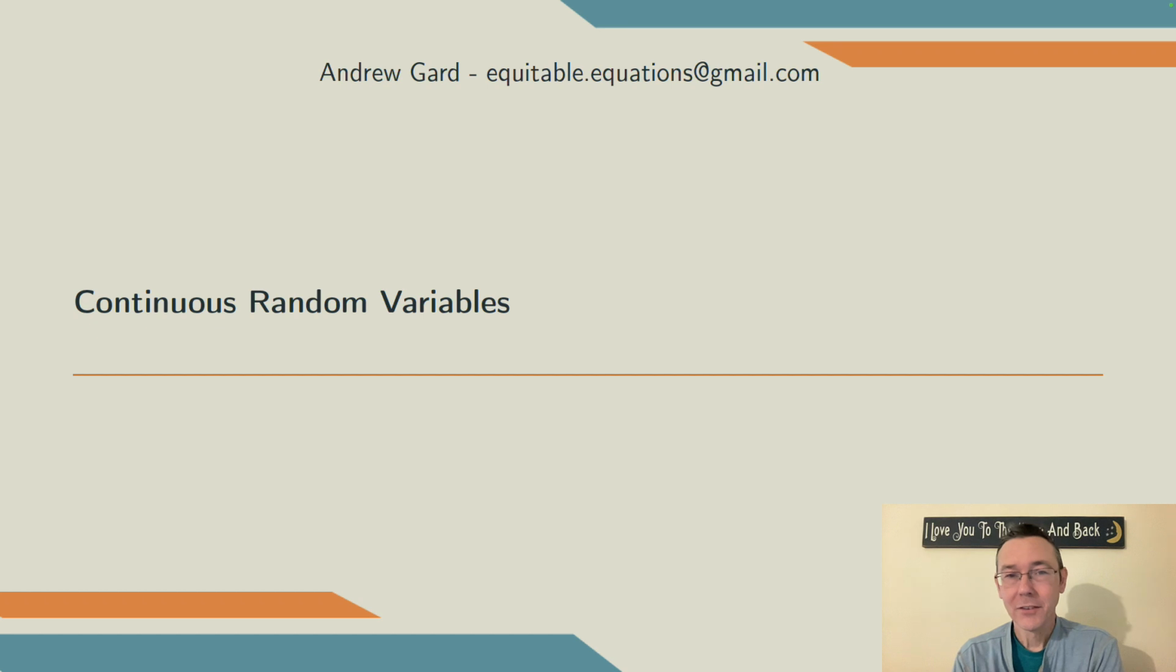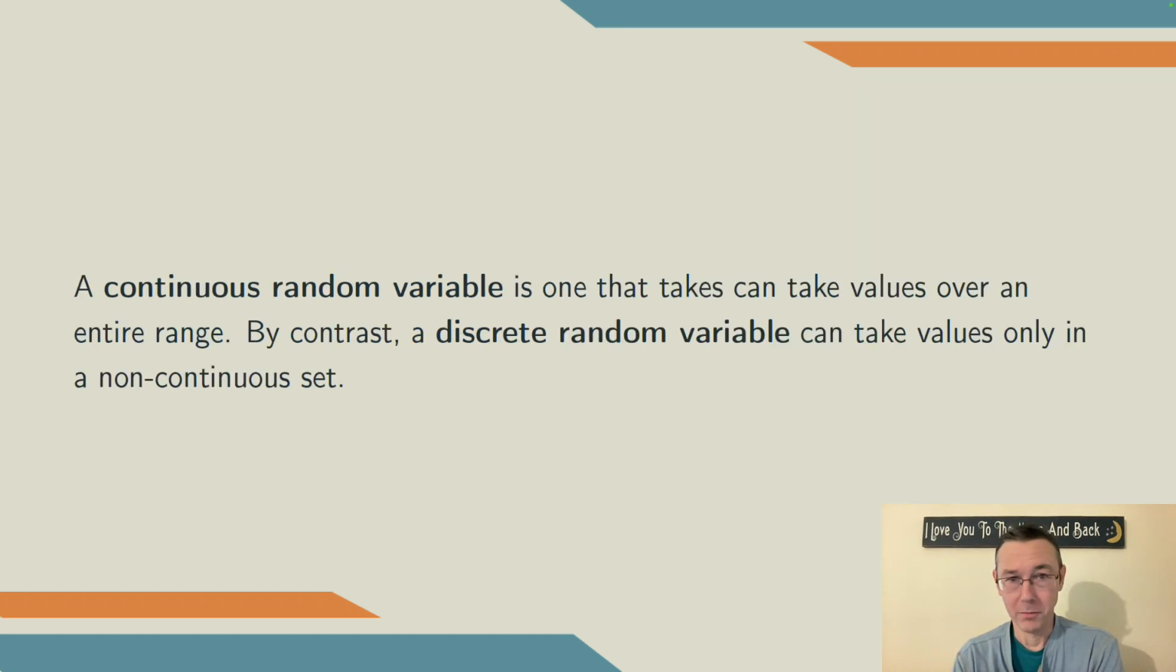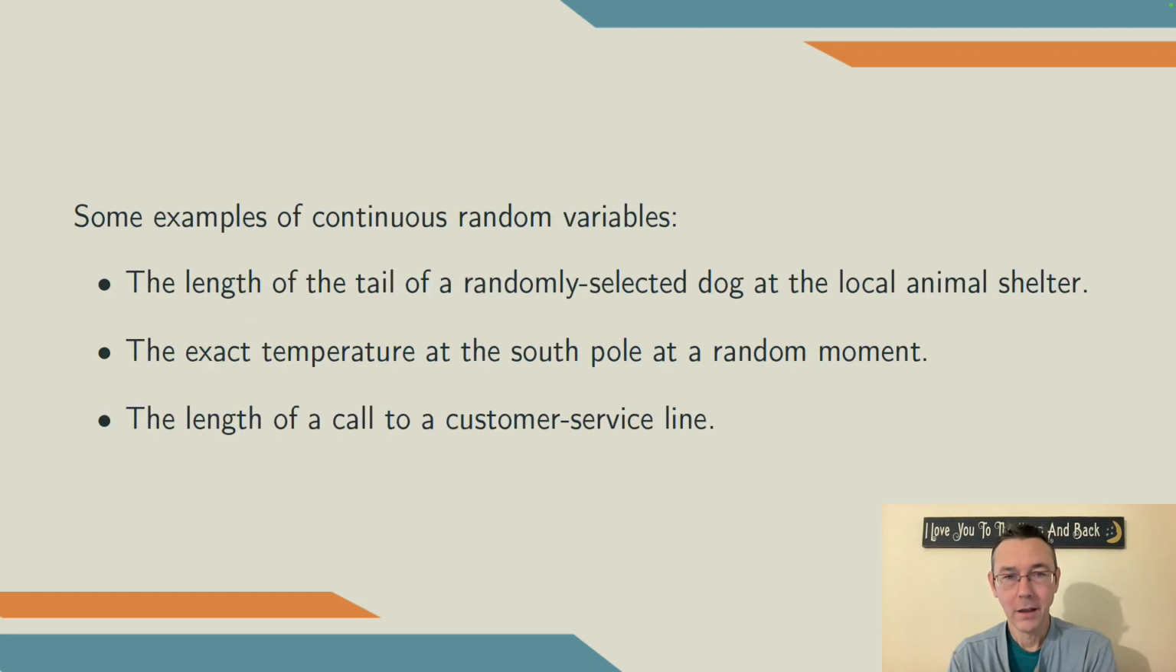Hey everybody. Today we're talking about continuous random variables, which is a sort of random variable that can take values over an entire interval, or union of intervals. By contrast, a discrete random variable takes values only in a non-continuous set, like the integers or something. Some examples of continuous random variables: the length of the tail of a randomly selected dog at the local animal shelter, say in centimeters; the exact temperature at the South Pole at a random moment, say in Celsius; the length of a call to a customer service line, say in seconds.